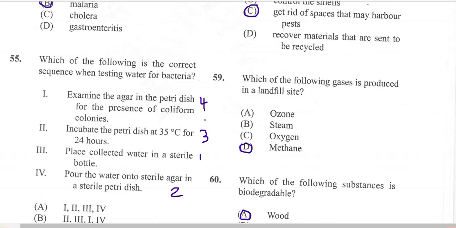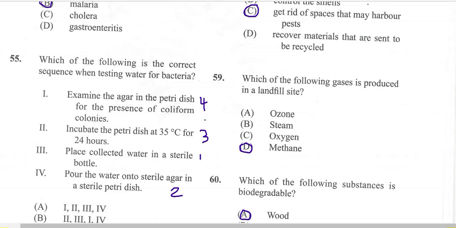Let's move on with this question. We want to find out the correct sequence when testing water for bacteria. So the first thing we want to do is place the sample that we're collecting in a sterilized bottle. Then we want to pour the water onto a sterile agar in a sterile petri dish. That means everything is clean and free from any other foreign matter. Just what we want to work with is there.